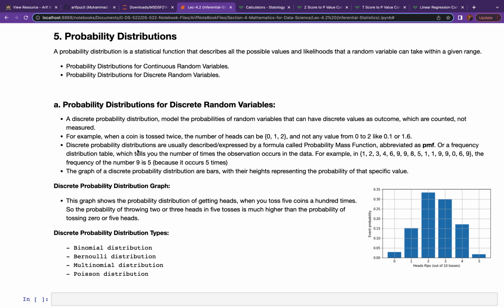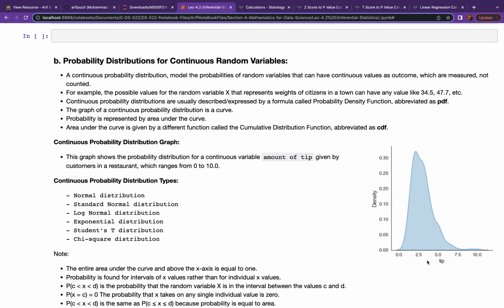My dear students, discrete probability distributions are used to model probabilities of discrete random variables, or variables that are counted and not measured. There are different types of discrete probability distributions like binomial, Bernoulli, multinomial, and Poisson, each having its own probability mass function called PMF. You can describe the discrete probability distribution by a graph as shown over here, and in this graph, the height of the bars represents the probability of that specific value.